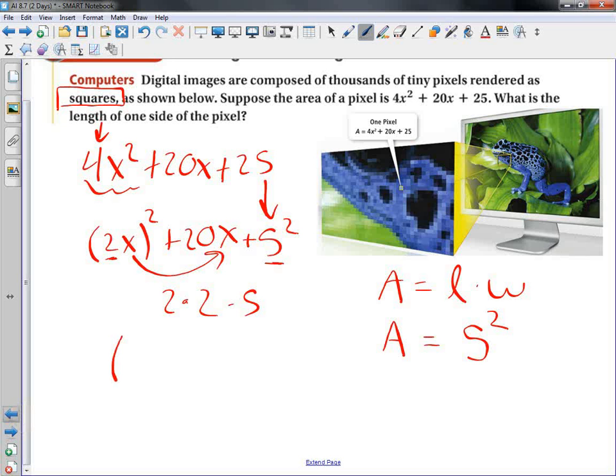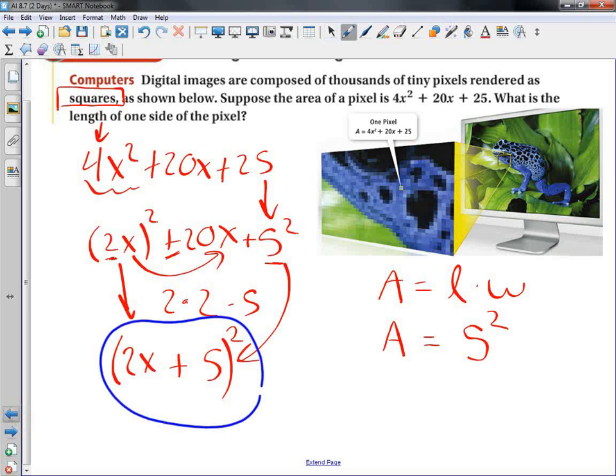which is going to be 2x, that's my a term. My second term is 5, plus sign here, plus sign here. Last piece is the squared, and that's my answer. So the side length is 2x plus 5 for one pixel. Now, you could have solved this one with factoring as well, and if you did, great job. Hopefully you ended up with the same answer as us. Okay, moving on.